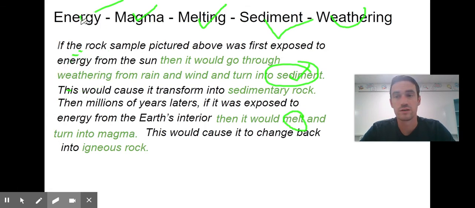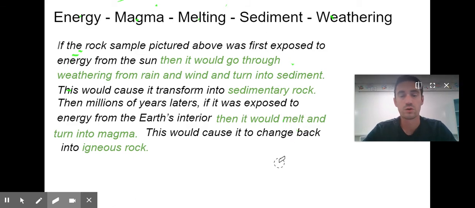Anytime it gets exposed to energy from the sun, like we said in our do first, then that would be creating a sedimentary rock. Anytime it's exposed to energy from deep within the earth and melts it, it would be creating igneous rock. So over the course of its lifetime, the same material could actually be changing from igneous rock to sedimentary rock and then back to igneous rock.